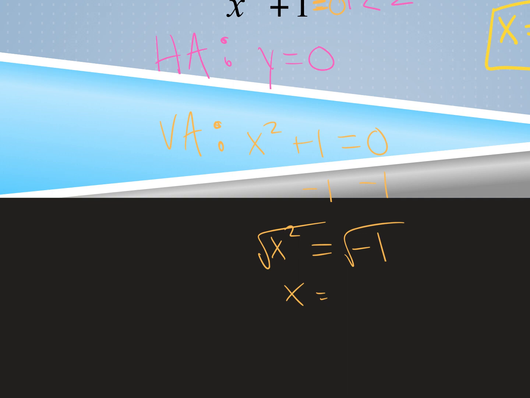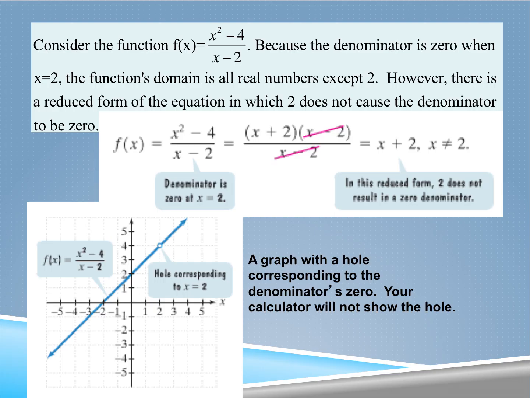There's no vertical asymptotes because we get an imaginary number. So when you end up with an imaginary number, you can stop and there is none. Wait, why is it x equals? Yes.